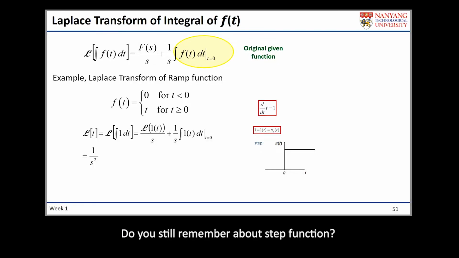Still remember the step function? The step function is when the value of the function is equal to 0 for negative time, and the function will be equal to 1 when time is equal to 0 or greater than 0. So this is the step function, which is basically the first derivative of the ramp function.